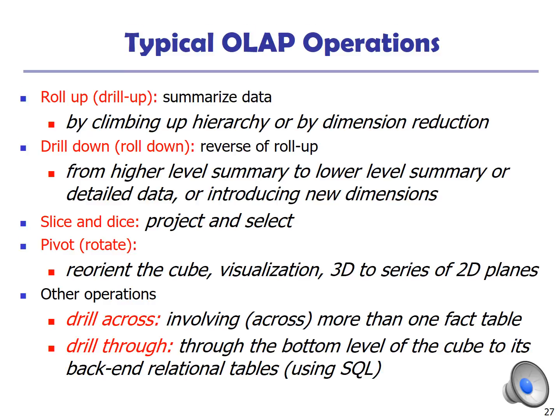Then you have slice and dice, which is basically project and select. So you can roll up a certain bit, and you can actually slice and dice. So you can select a portion of data even from the roll up and drill down. Okay, then you have a pivot or rotate.